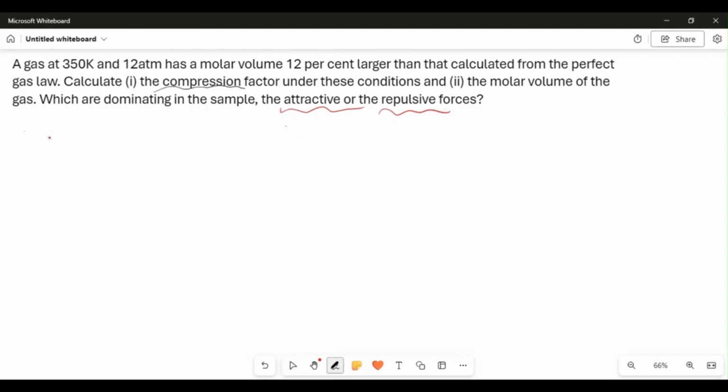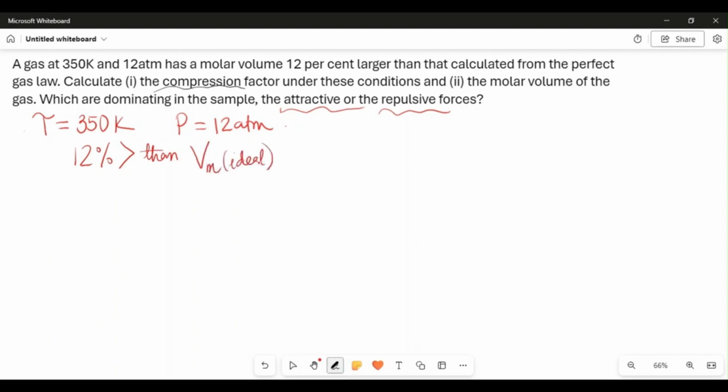So the first thing you do, like you do every other math question, is to write out the information given. The temperature we're given is 350 Kelvin. The pressure is 12 atmosphere. And we have a molar volume 12% greater than the perfect gas law. So that means the molar volume of the gas is 12% greater than that of the ideal gas. We're asked to find Z, the compression factor, and Vm, the molar volume of the real gas.